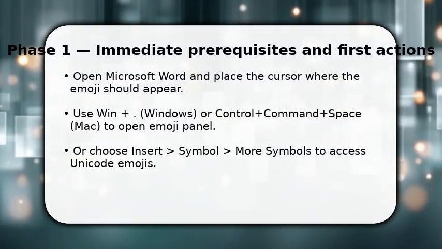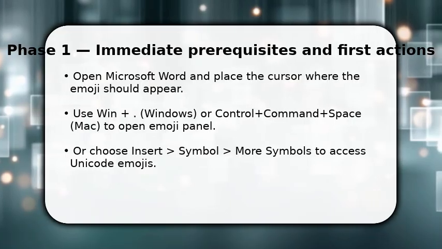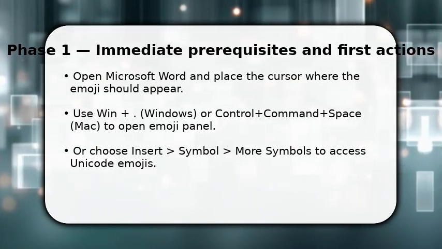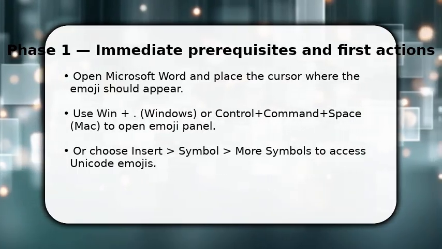You start with Word open and the cursor exactly where you want the emoji. Use the Windows shortcut Win+, or on Mac use Control plus Command plus space to pop open the emoji picker. This is faster than menus.